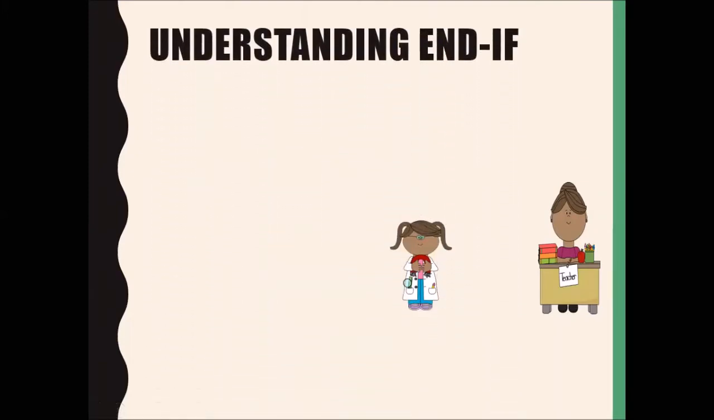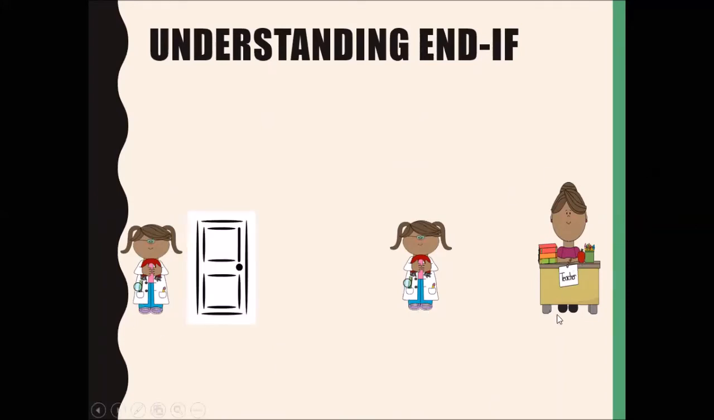All right, so let's look at the concept now. Please ignore this little girl right here. We're going to start from down here. So we're understanding the end if for persons. Good. So here we have this young lady. Hi, cutie. So she is going to her teacher, right? To go to her teacher, there's a door right here. So she needs to go through this door.